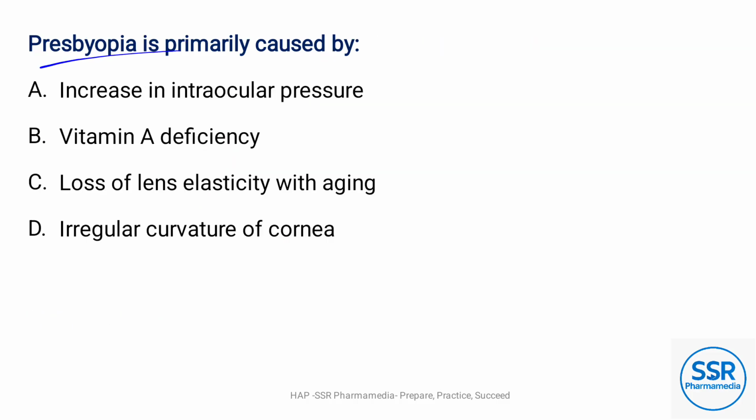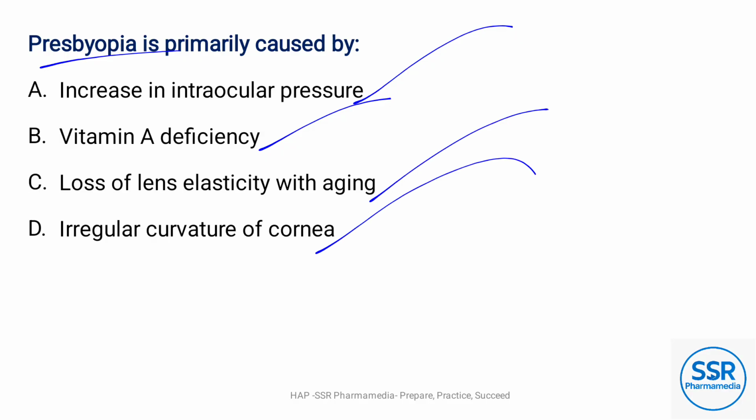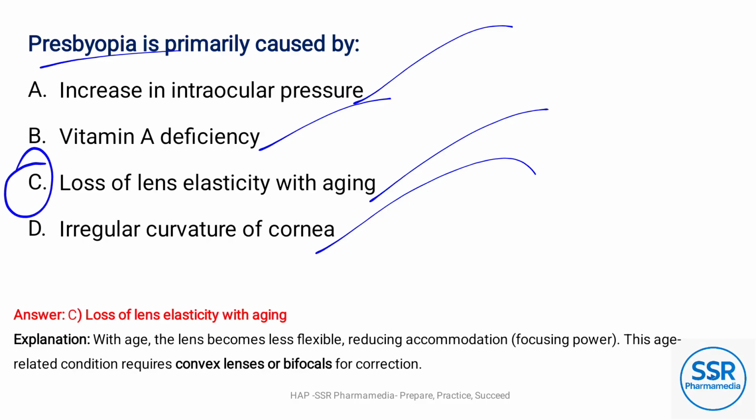Presbyopia is primarily caused by option A increase in intraocular pressure, option B vitamin A deficiency, option C loss of lens elasticity with aging, option D irregular curvature of cornea. So the answer is option C loss of lens elasticity with aging. With age, the lens becomes less flexible, reducing accommodation. So these age-related conditions require convex lenses or bifocal for correction.